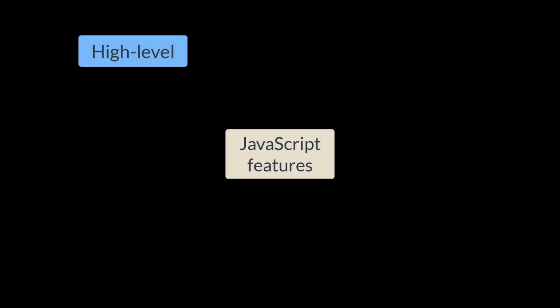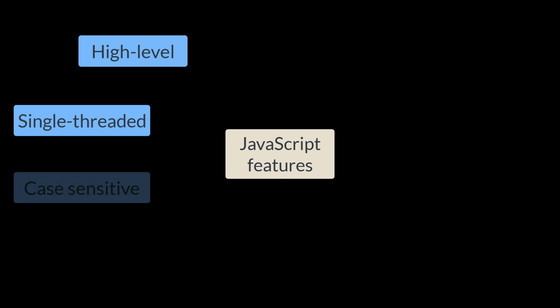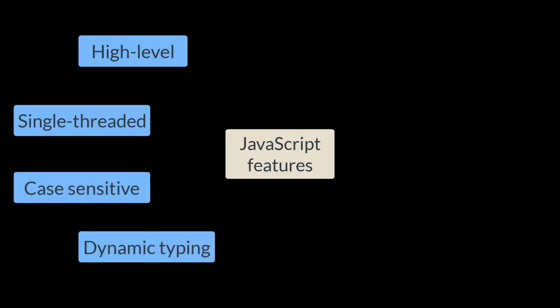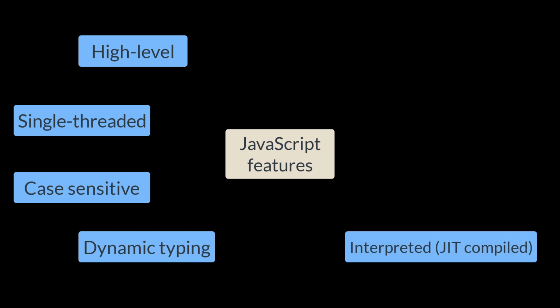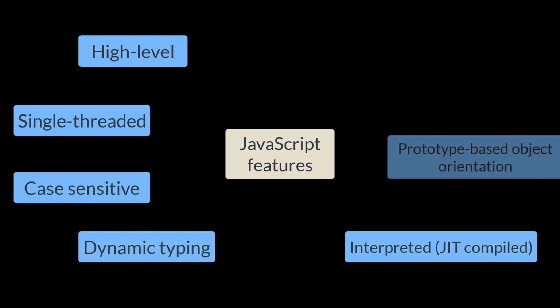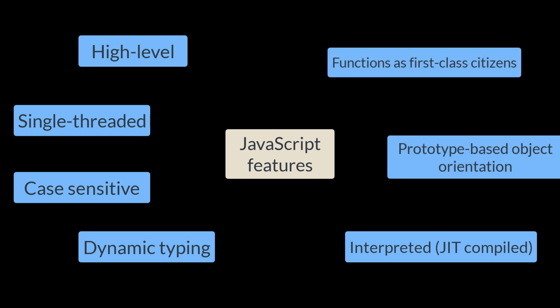As a recap, I'll go through what we have learned in this video. JavaScript is a high-level language. It is single-threaded. It's case-sensitive. It is a dynamically typed language. It is an interpreted language, and modern browsers use just-in-time compilation technique that makes JavaScript lightweight. And lastly, JavaScript is a multi-paradigm language because it supports prototype-based object orientation and functions as first-class citizens. Both object-oriented programming and functional programming paradigms are supported in JavaScript.